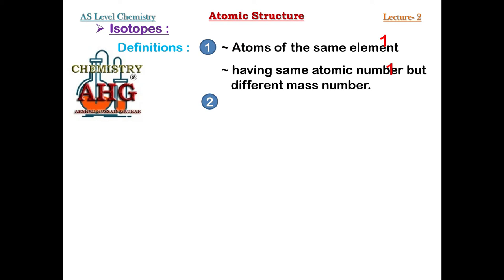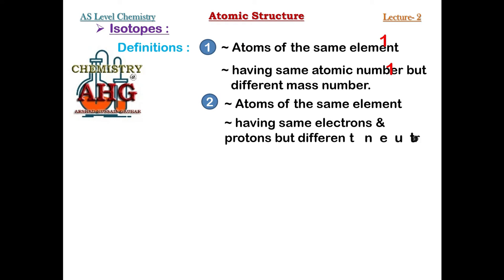The second definition that we are going to write down is in terms of subatomic particles. Again, you must start your definition by writing isotopes are atoms of the same element having same electrons and protons but different number of neutrons. Again, there are two pieces of information, 1 mark for each piece of information. Now both these definitions are equally acceptable. You can write down any one of the two definitions whenever it is asked.